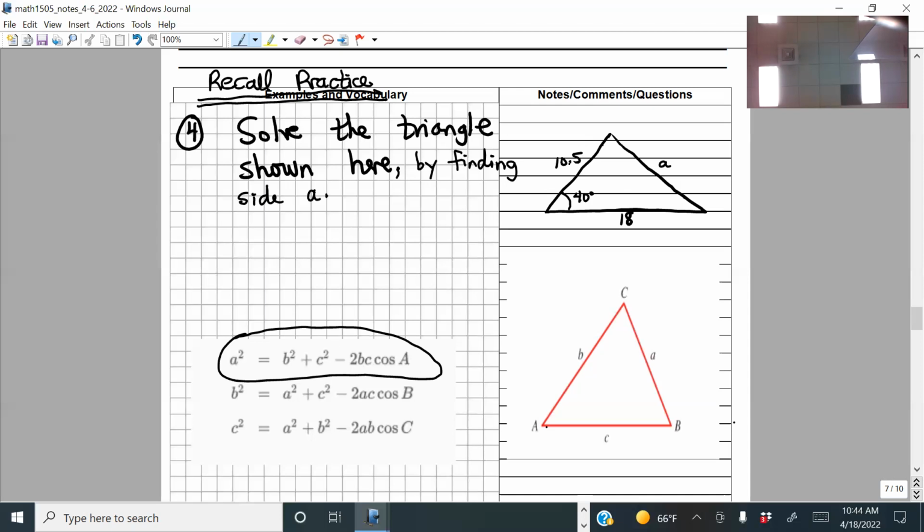So we do know the angle between the 10.5 and the 18, it's 40. So angle A here is going to be 40 in this picture. That's the angle opposite little a, the side that we're looking at. So we just have to fill in these values. We get a squared is equal to 10.5 squared plus 18 squared minus 2 times 10.5 times 18, and then times the cosine of 40 degrees. So you need to have your calculator help you with cosine of 40 degrees, because that's not a special angle, and make sure you're in degree mode.